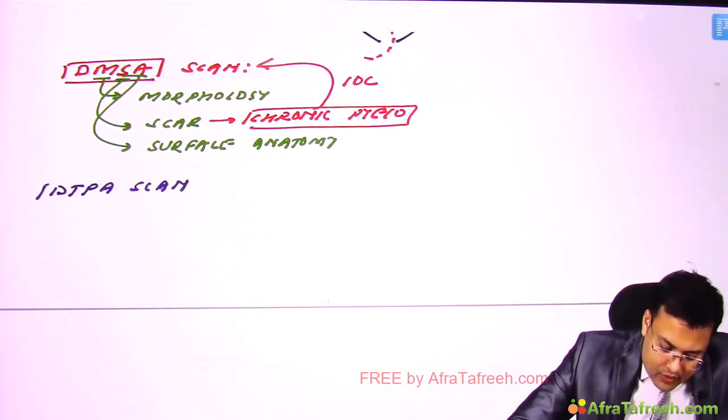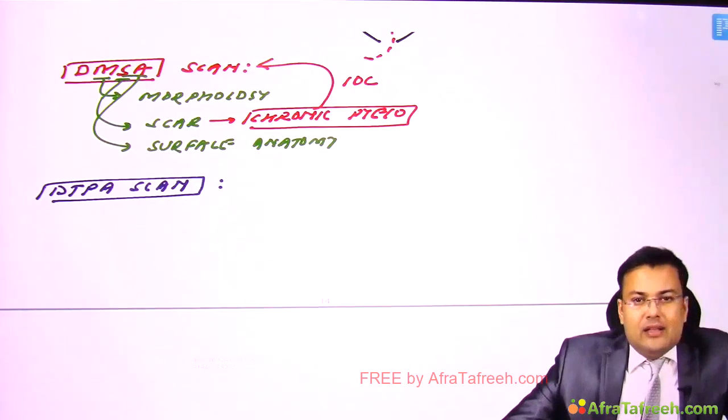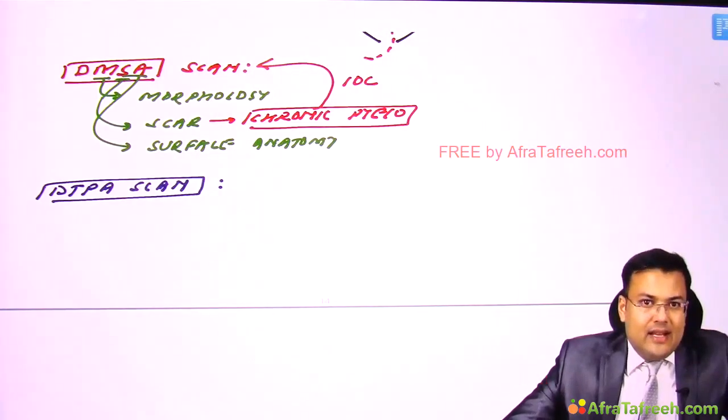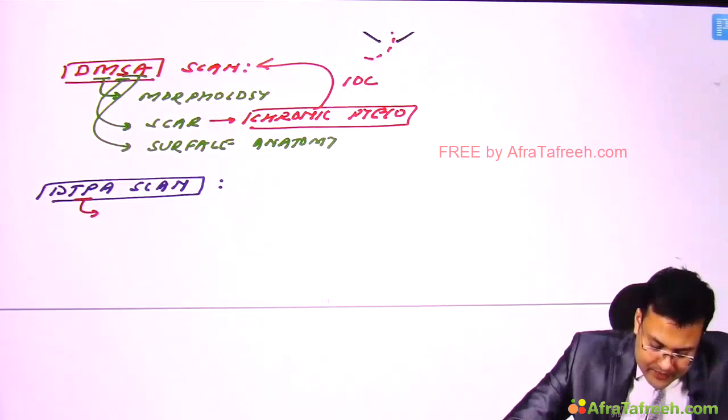DTPA scan. What is the full form of DTPA? Diethylene triamine pentaacetic acid scan. How to remember? Here see, this is P, and P means perfusion and function. So this means perfusion and function.